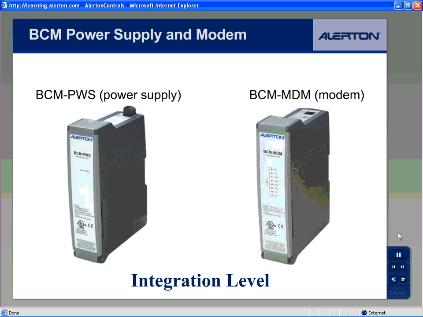It conditions power for up to 7 BCM modules. When the BCM PWS loses operating power, it reverts to a backup battery capacitor circuit, which provides interim power to the connected BCMs so they can conduct an orderly shutdown.